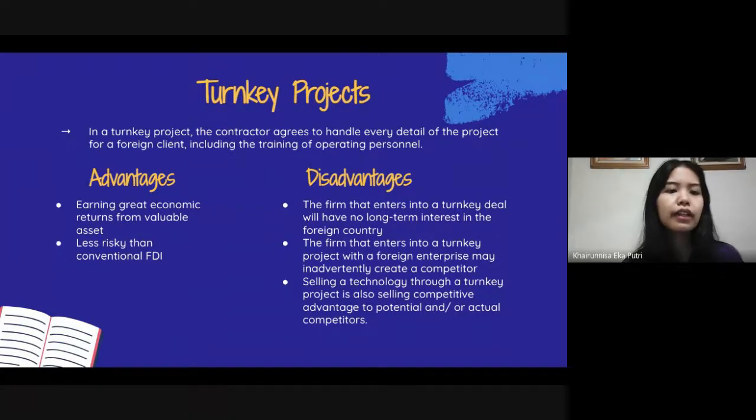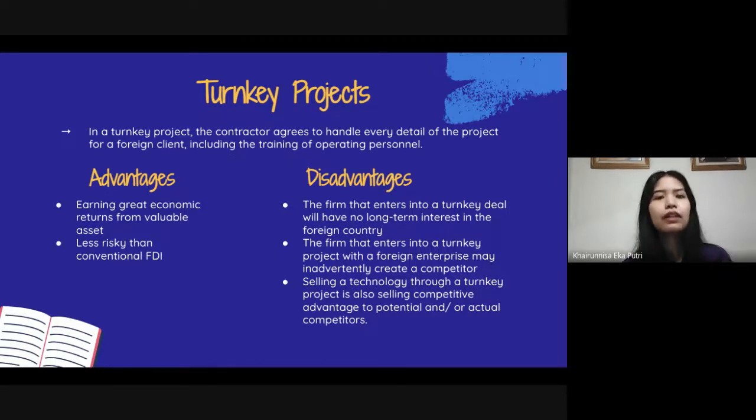Second, a turnkey strategy can also be less risky than conventional FDI. In a country with unstable political and economic environments, a longer term investment might expose the firm to unacceptable political and or economic risks.